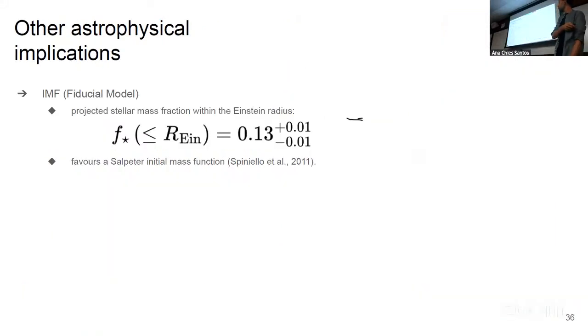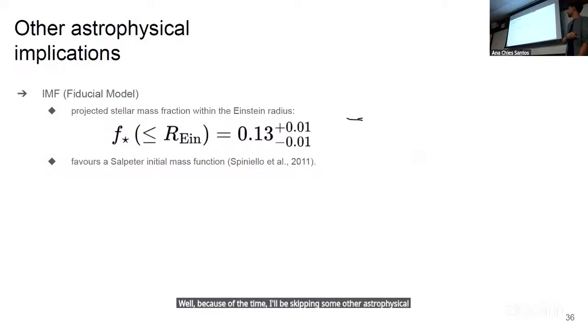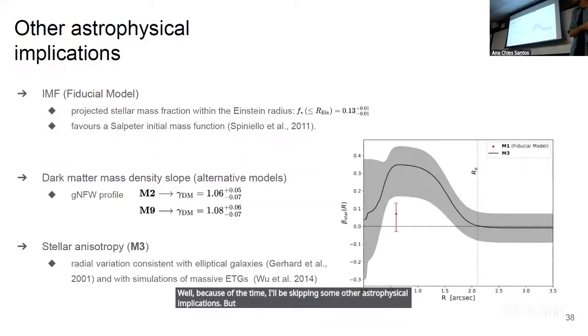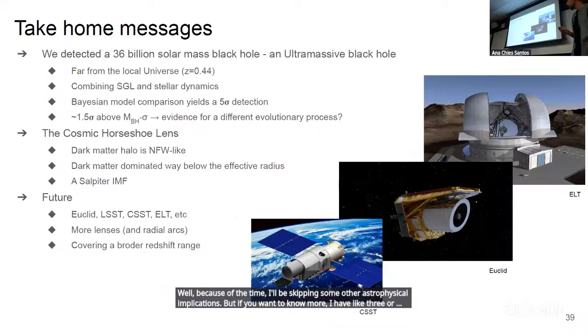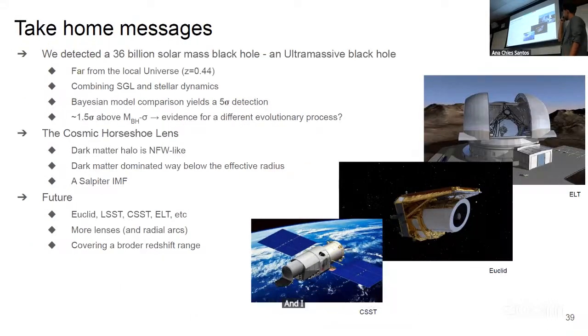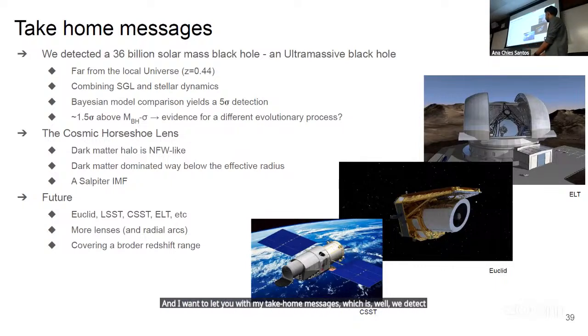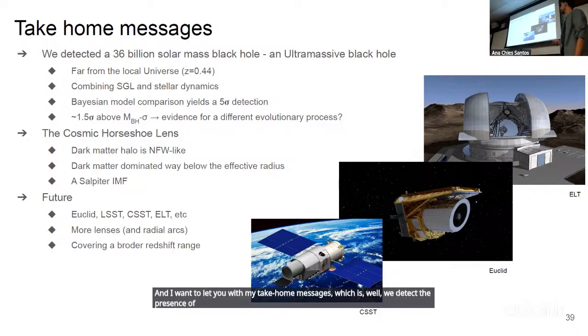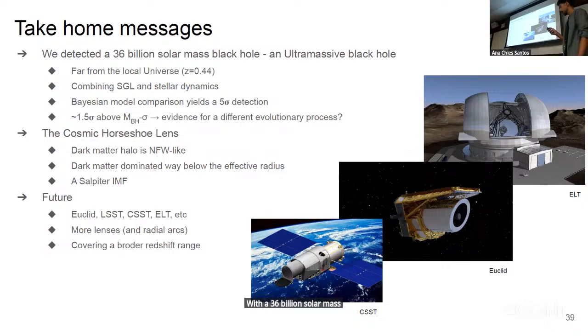Well, because of the time, I'll be skipping some other astrophysical implications. But if you want to know more, I have like 3 or 4 slides about this. And I want to leave you with my take-home messages, which is, well, we detect the presence of an ultramassive black hole with 36 billion solar masses at the center of the Cosmic Horseshoe.